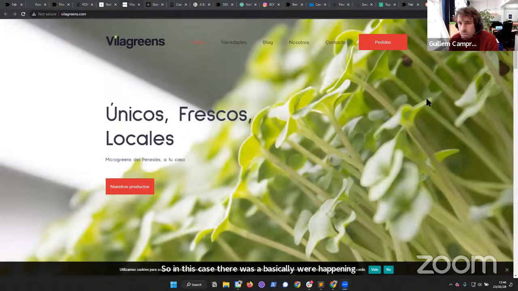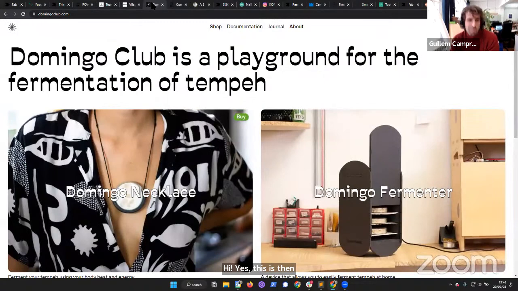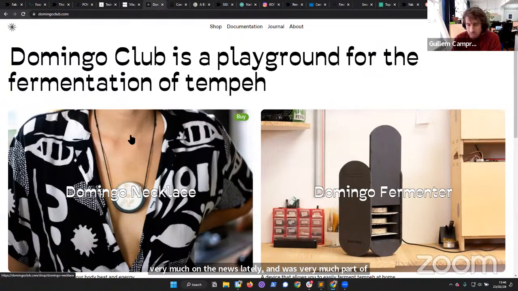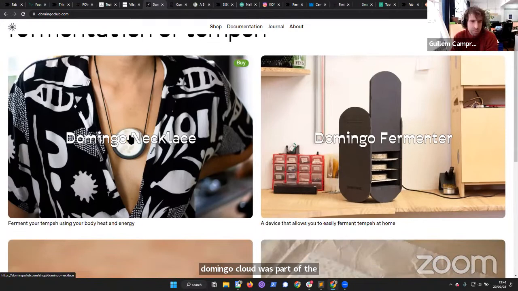Then another one, one that I think you might all know in a way or another because it's been very much on the news lately and was very much part of the Fab City gathering a few months ago, Domingo Club. Domingo Club was part of the exploration process. Domingo Club is a project that's trying to promote tempeh. Tempeh, I think, is very well known in certain parts of the world, in particular in Indonesia, but in Europe, for example, few people know about it.